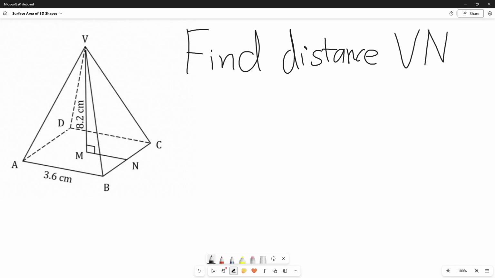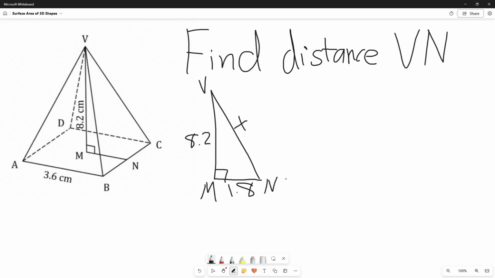And Vn is this slant line right here, and it actually makes a triangle with lines Vm and Mn, so we can draw that first. This is point V, M, and N, and we can set distance Vn as a variable x. We're given Vm, which is 8.2, and M is at the midpoint between A and B at the center of the circle, so that means Mn will be half of 3.6, which is 1.8.